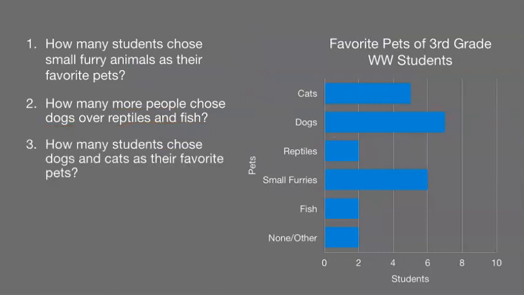Next question. How many students chose dogs and cats as their favorite pets? So dogs and cats, we are looking at adding those together. So cats, I follow the cats and I look at the line. It takes me out to 5. So 5 people chose cats and 7 people chose dogs. So 5 plus 7 equals 12.